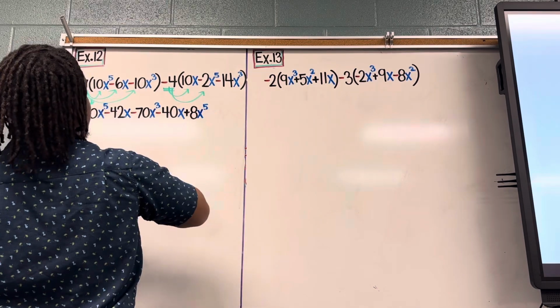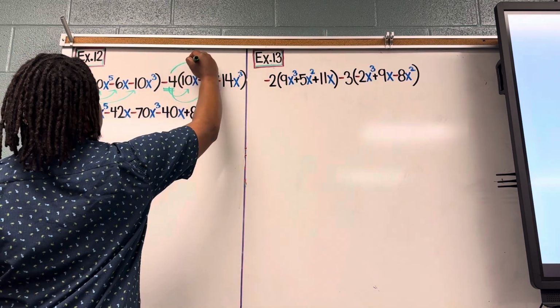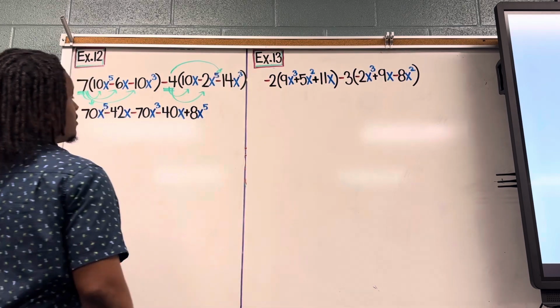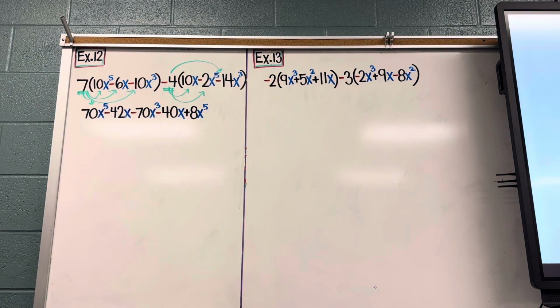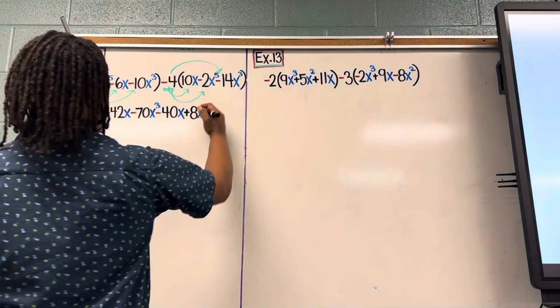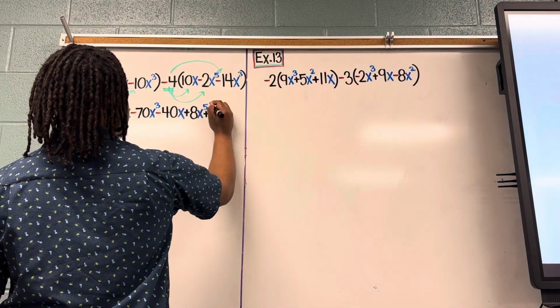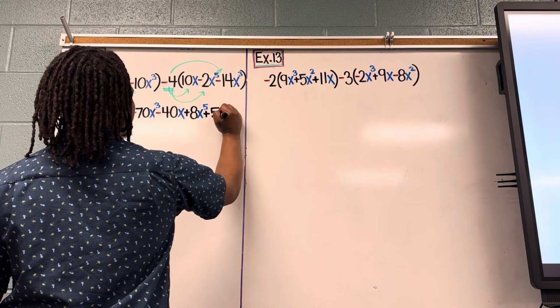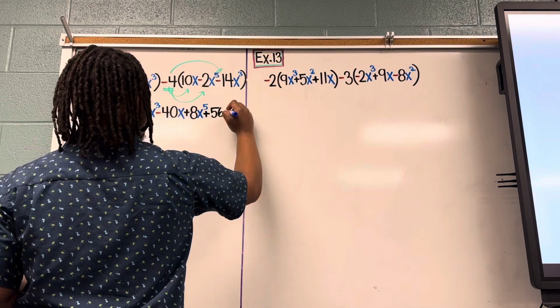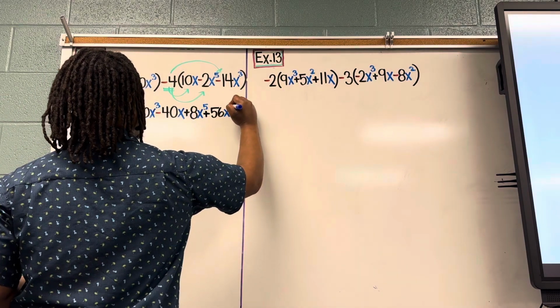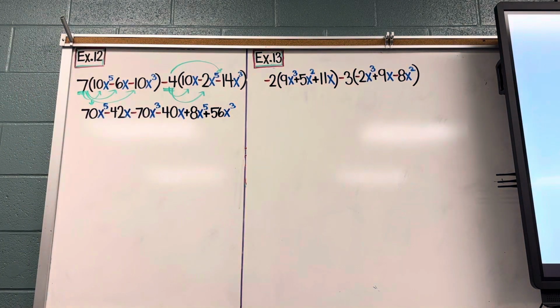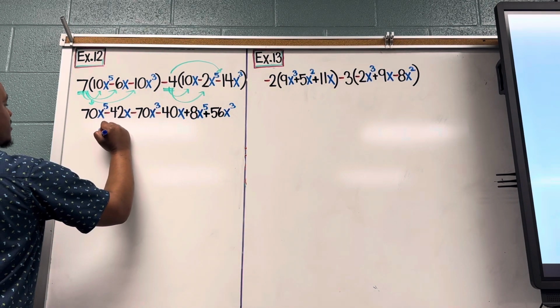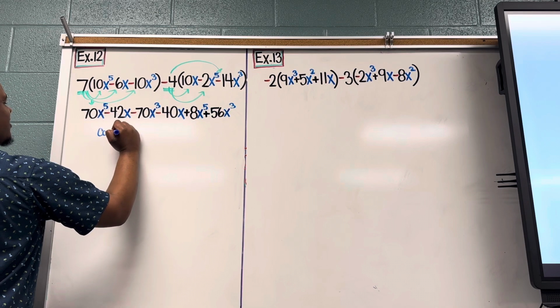Okay, and then -4 times -14 is going to be a positive 56. A positive 56 is going to be a positive 56x to the 3rd power. Okay? So now, guys, we have successfully distributed. Now all we need to do is combine like terms.